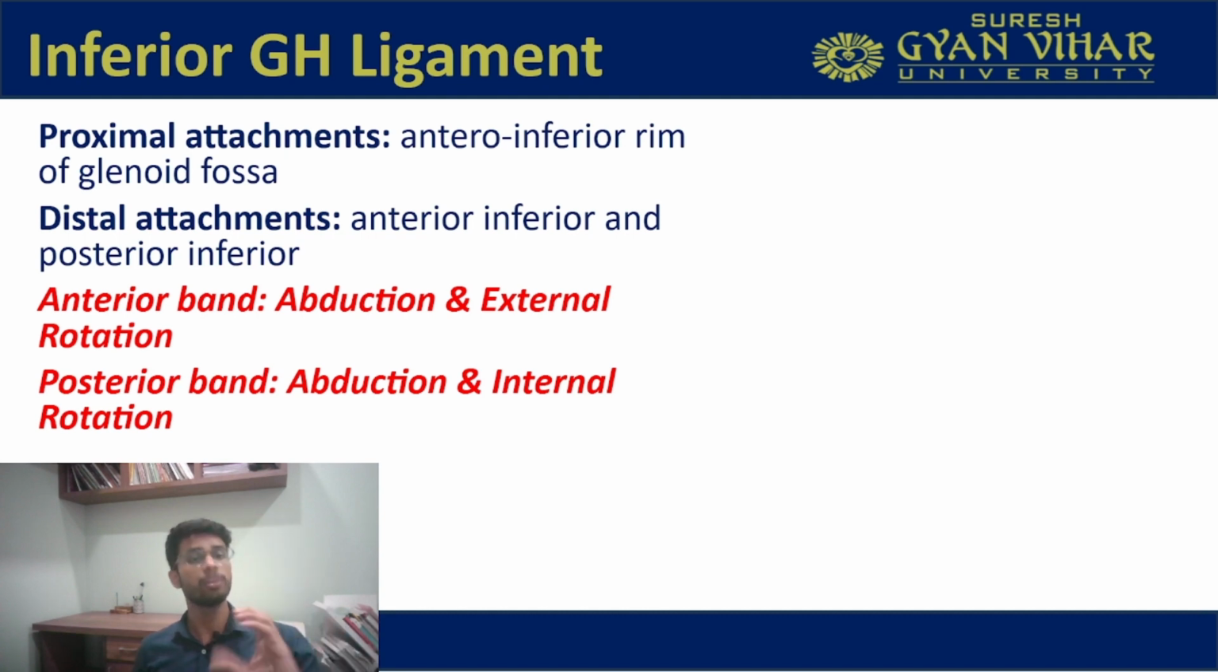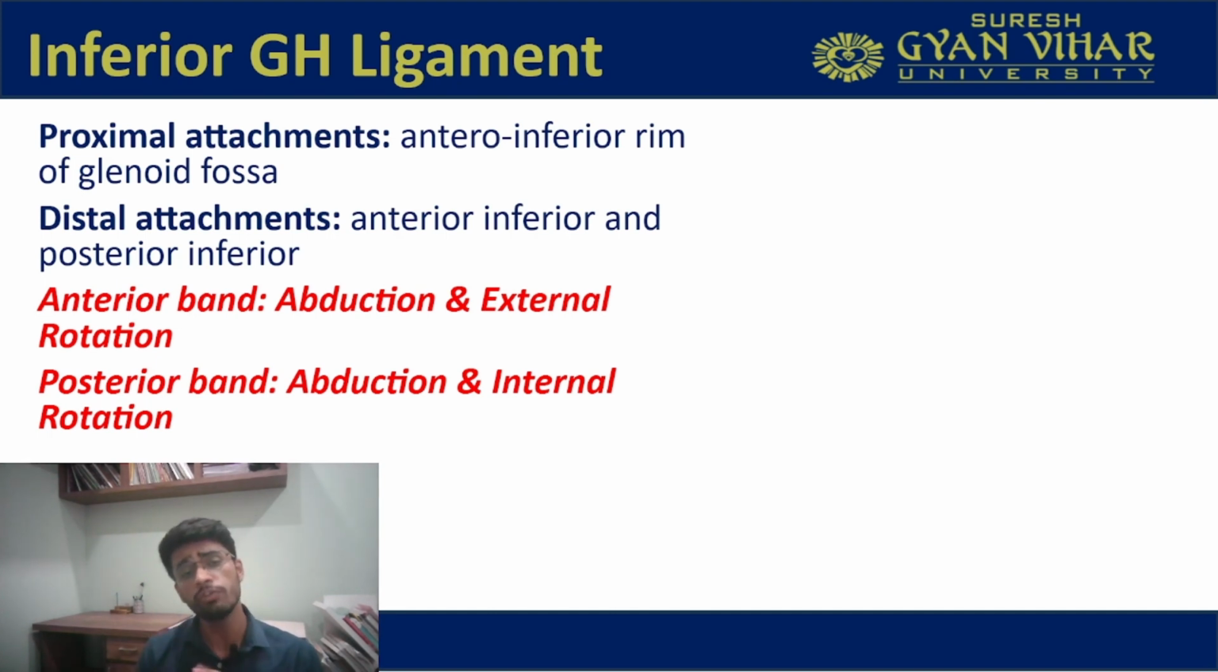Now the last ligament is the inferior glenohumeral ligament, which comes inferior to the middle glenohumeral ligament, that is, from the antero-inferior rim of the glenoid fossa, and it attaches anterior-inferiorly and posterior-inferiorly at the anatomical neck. There is an important thing about this inferior glenohumeral ligament: it has two bands. There is an anterior band on the anterior side, and a posterior band on the posterior side.